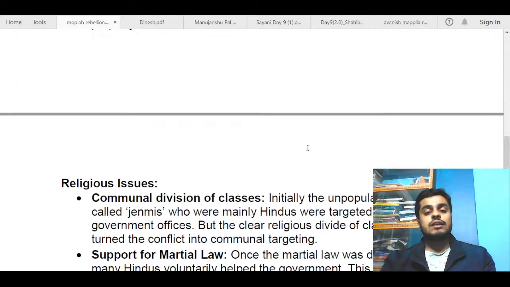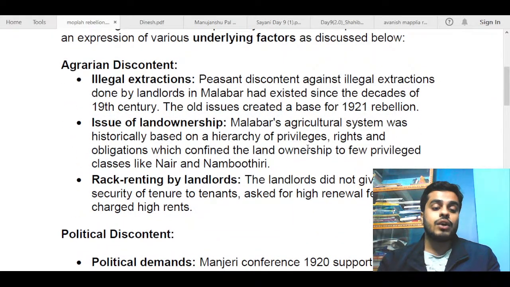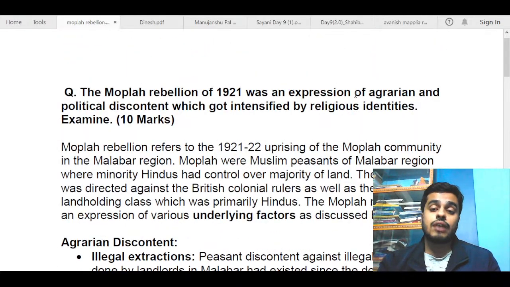If you could have written three or four of these points, I think that would have been sufficient. And this was all about the agrarian and political discontent. But now religious discontent was also an important factor.